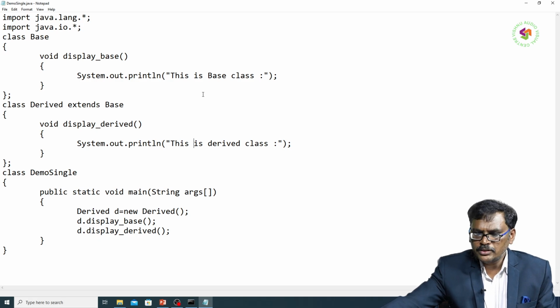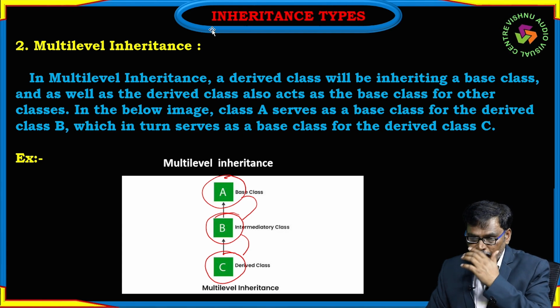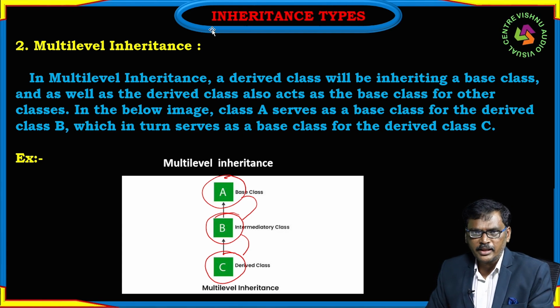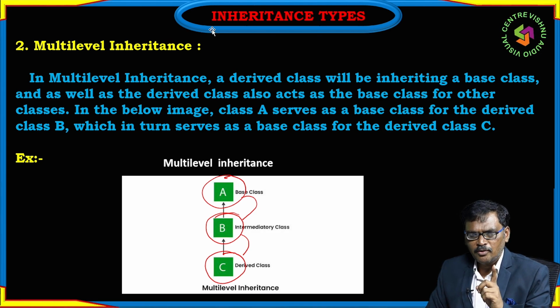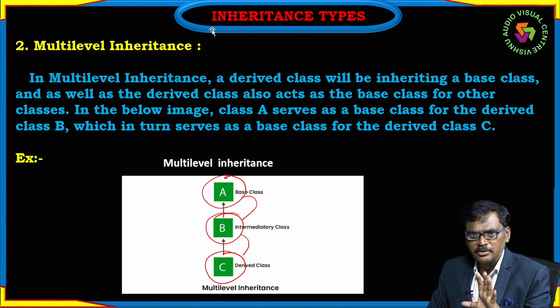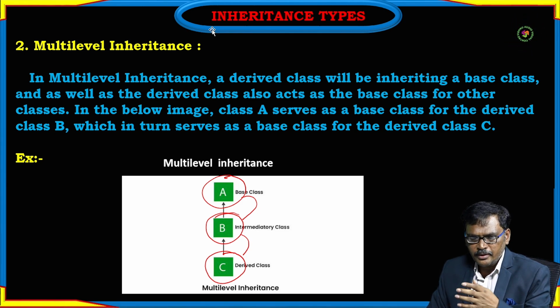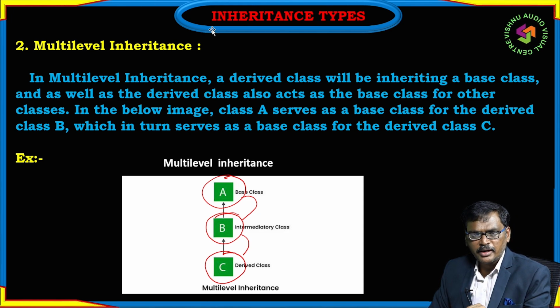Suppose we go with the second option, multi-level inheritance. In multi-level inheritance, how many classes are there? Three classes: one is the base class, one is the intermediate class, and the third one is the derived class. Here the base class acts as a superclass, and the intermediate class acts as a derived class. Whatever properties the base class A has are sent to the intermediate class B, and whatever properties B has are again sent to the derived class C.